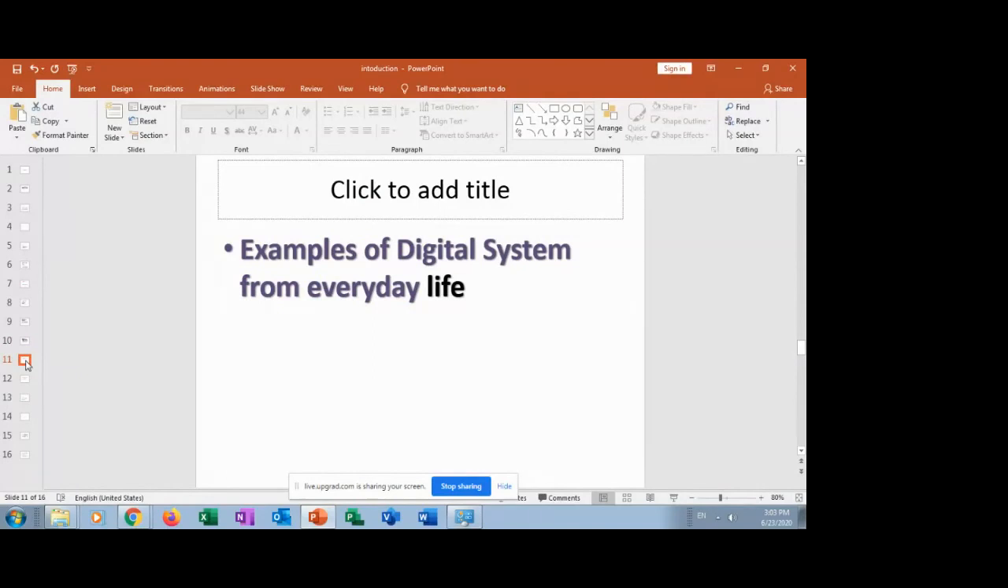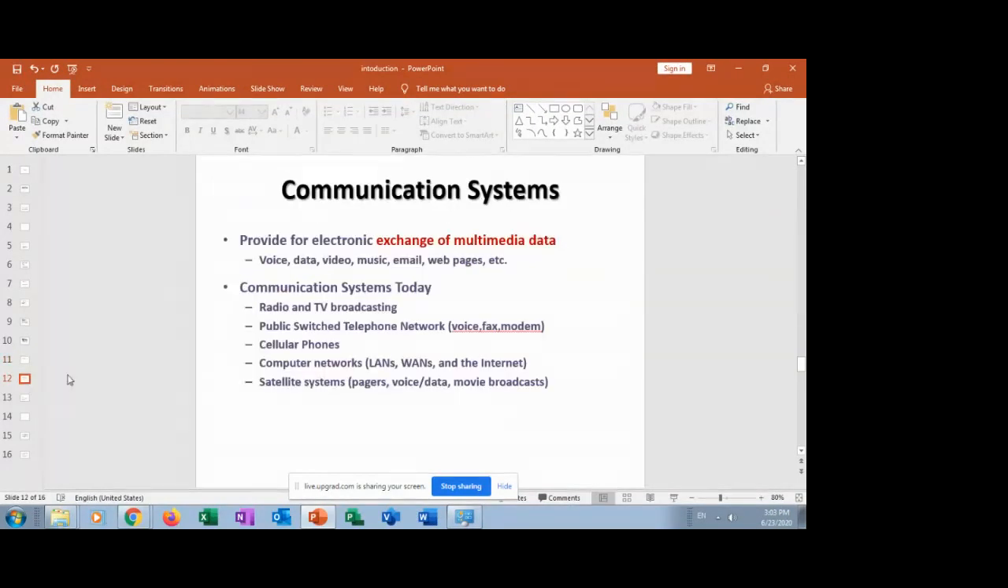Now let's see what the digital systems are. Most of the gadgets that we are using in day-to-day life are digital gadgets. These are some examples where we use digital communication: data transmission, voice transmission, video, music, email, web pages, computer networking. In communication systems today, radio, TV broadcasting, set-top box, all of these use digital communication. There is the PSTN, the public switched telephone network, cellular phones, computer networks, satellite systems. In all the major communication systems nowadays we are using digital communication.